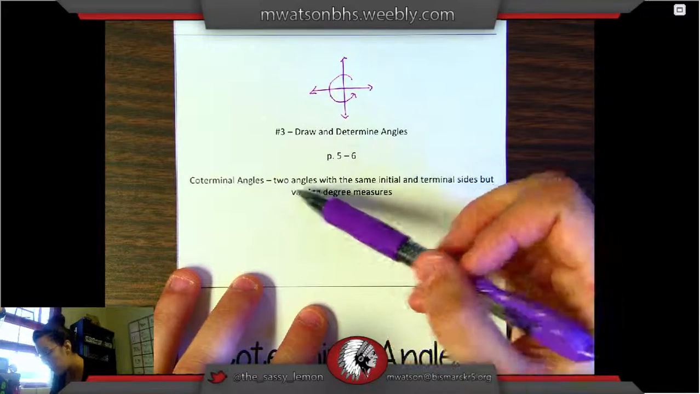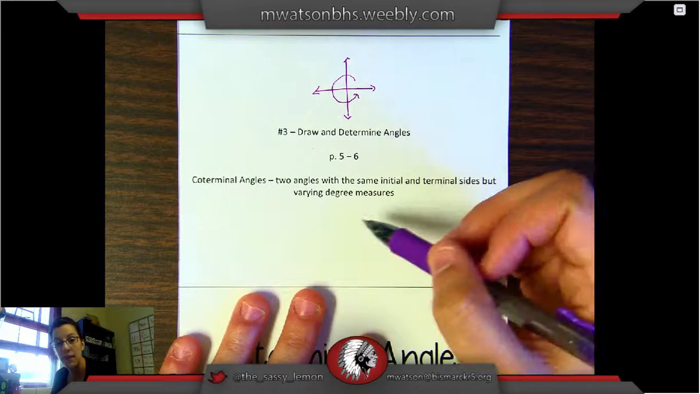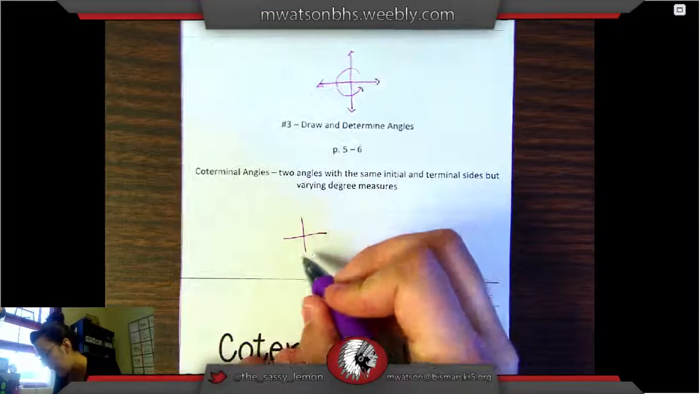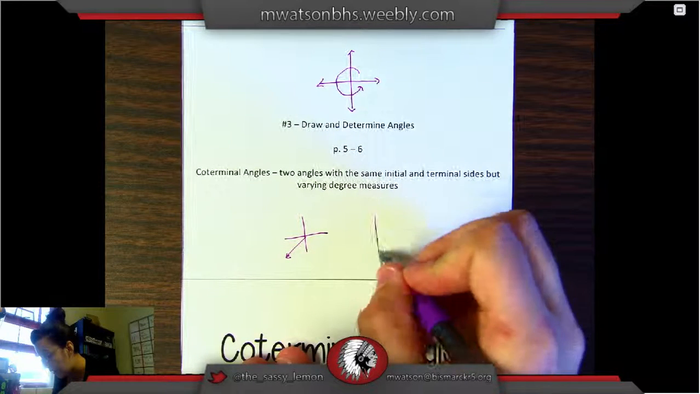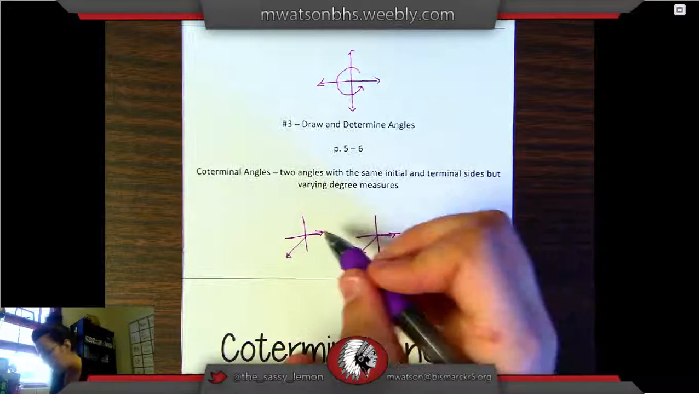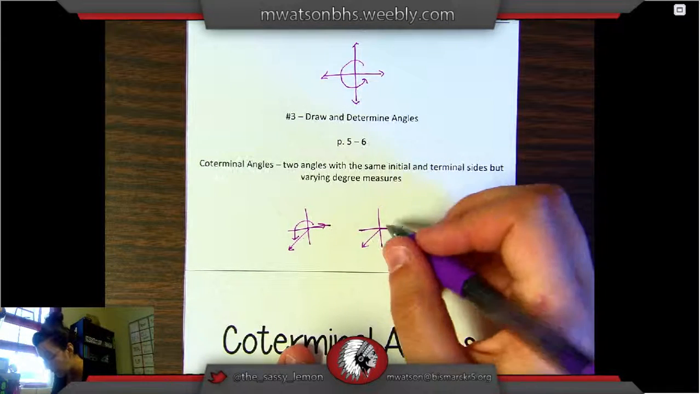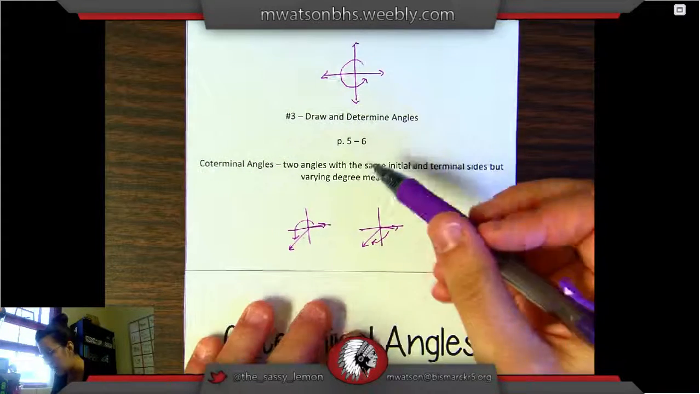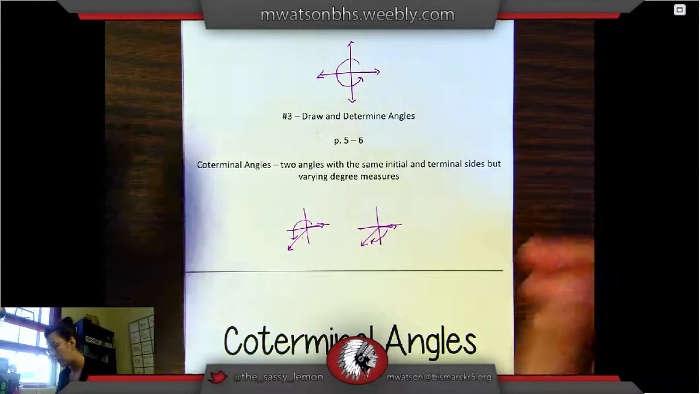Coterminal angles are just two angles with the same initial and terminal sides, but different degree measures. Just really quickly, what that means is you might have an angle that is right here, and you can have a terminal side right here and get to it by going in the positive direction, or you can get to that same terminal side in the negative direction, and then there's more than that even. So it's just two angles that look the same, but their degree measures are actually different.